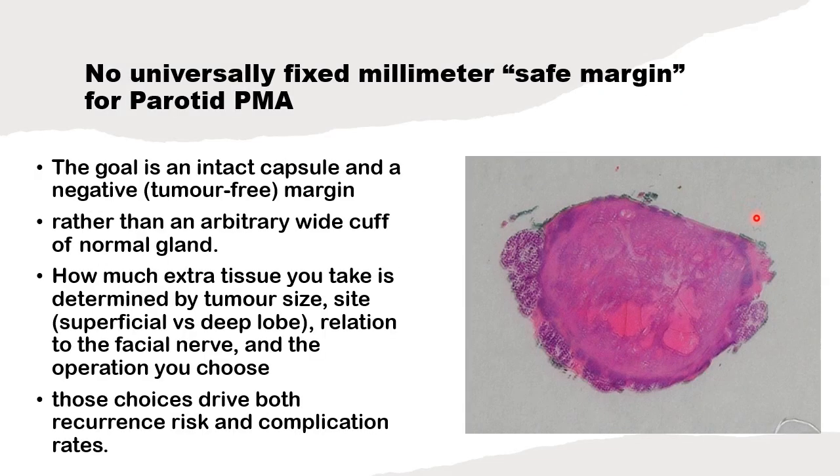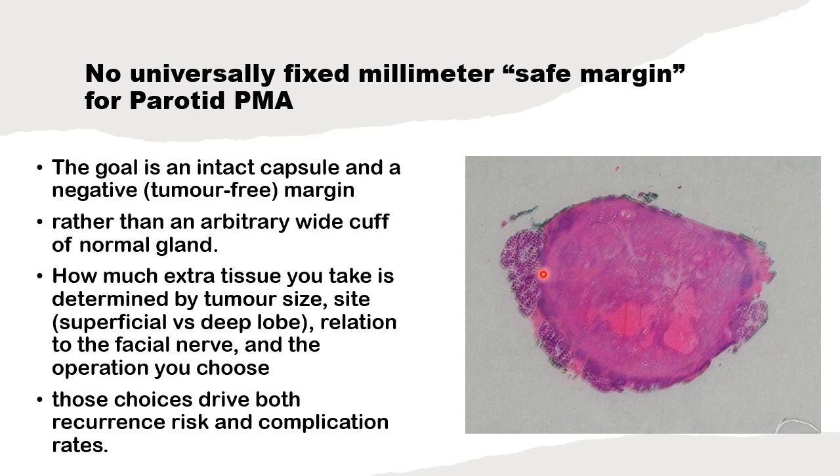The main thing is that your goal is an intact capsule and a negative tumor margin. You shouldn't be seeing any actual spillage of the tumor into the salivary tissue. This is much more important than an arbitrarily wide cuff of normal salivary tissue around the capsule.